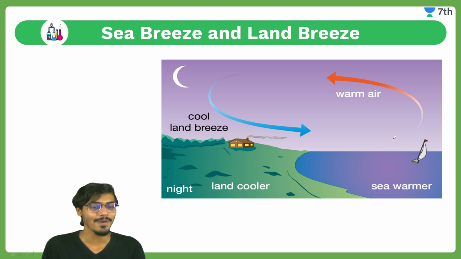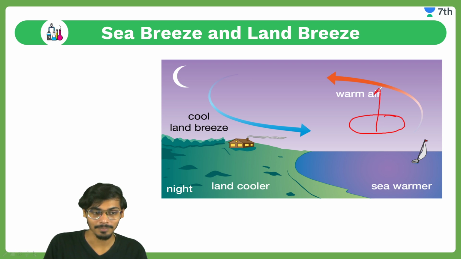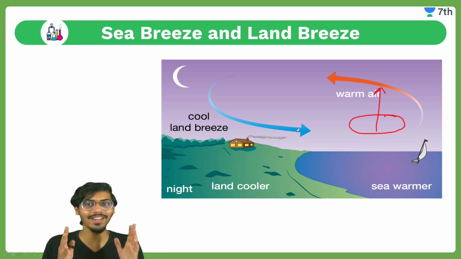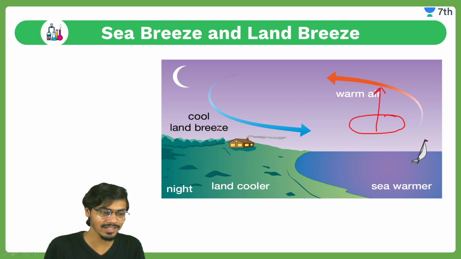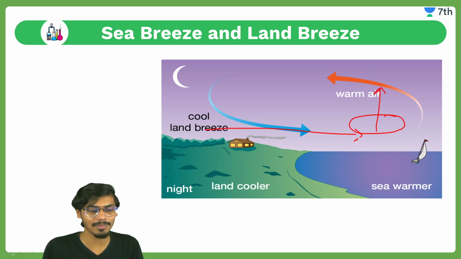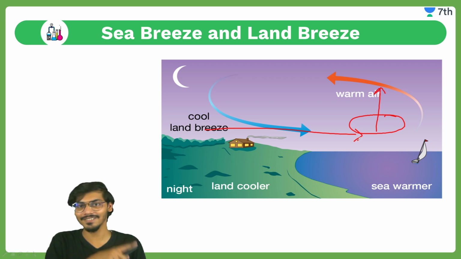What will happen now? जो पानी के ऊपर हवा है, the air which is there on top of the sea, that is warm now, so it will go up. And the cool air which is there on the land, it will come in and take its place. तो यहां से ठंडी हवा आएगी और ये वाला प्लेस ले लेगी. Basically the cycle reverses now.